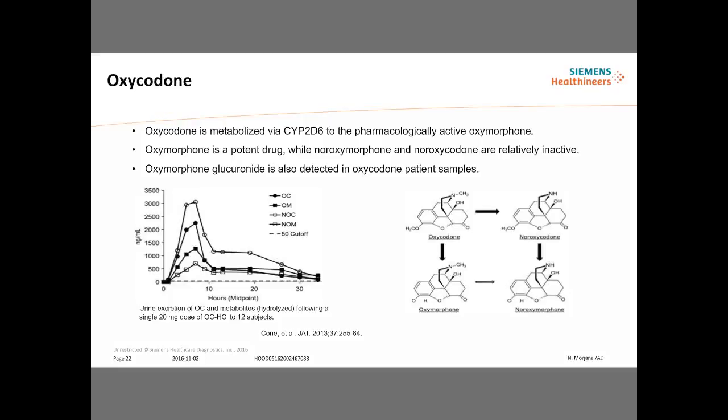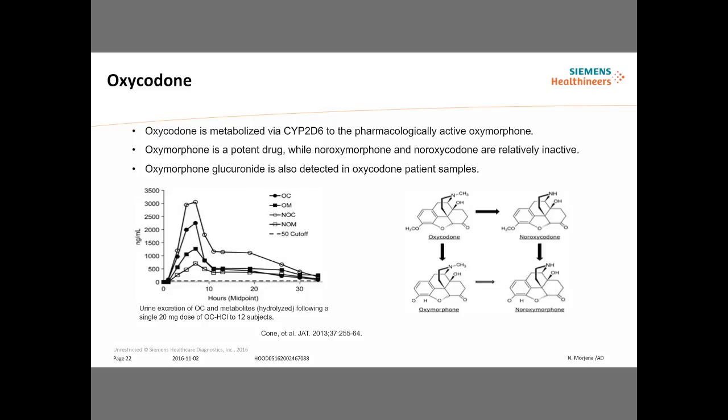This data was published by Coons and his group on the excretion of oxycodone in urine samples after a dose of 20 milligrams oxycodone in 12 subjects. As you see in this diagram, noroxycodone and oxycodone appear the highest within the first 10 hours, followed by oxymorphone and noroxymorphone. After 10 hours, they stay above the cutoff level, which is 50 nanograms per mil, for a duration of at least 30 hours.